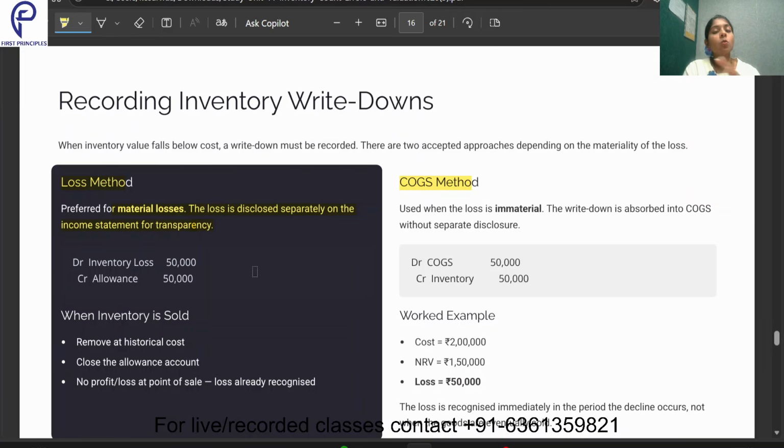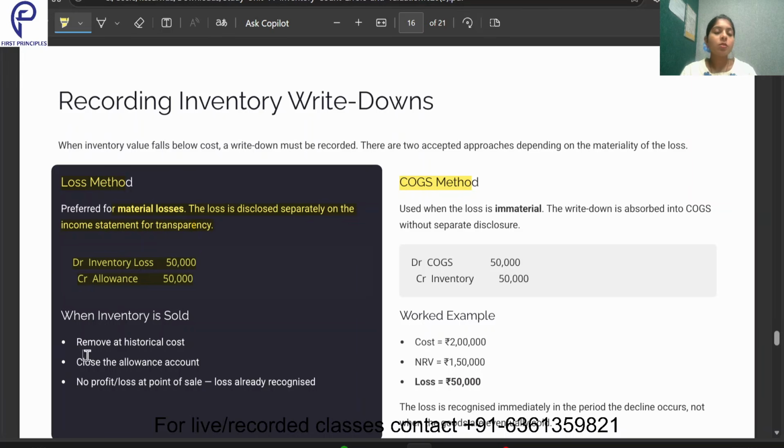This is going to be disclosed separately on my income statement for transparency, so that the users of financial statements are aware of exactly what the loss amount is. So how will we record it? We'll debit the inventory loss and credit the allowance.